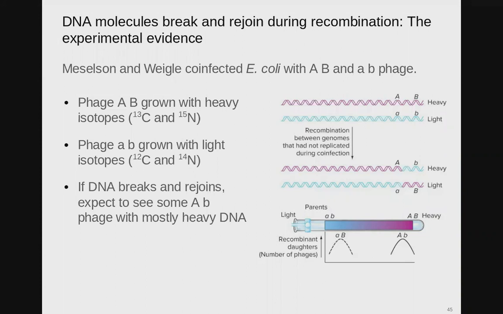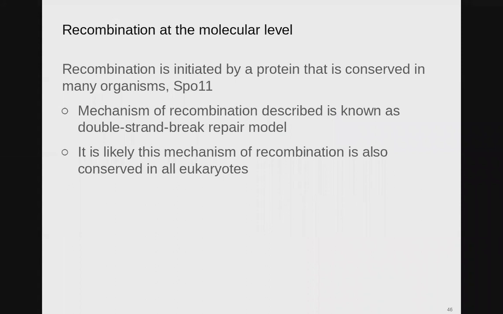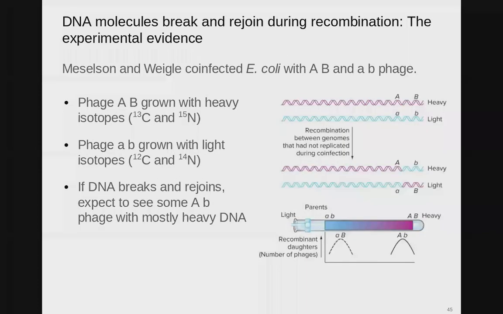So you can see recombination happening in real time by a mixture of heavy and light DNA. And if DNA has to break and rejoin, we expect to see some AB phage with mostly heavy DNA. And we can, again, separate this out by our friend centrifugation here, which is cool, right? So this is kind of how they teased out how recombination was working, right?